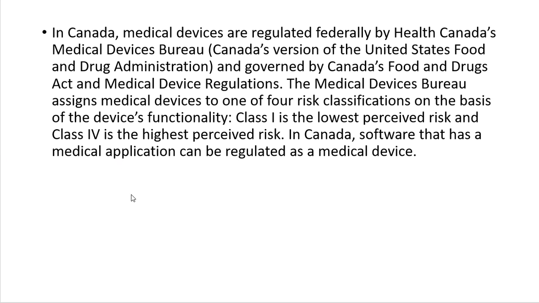In Canada, medical devices include medical software and are regulated by Health Canada's MDB department, which is Canada's version of the FDA in the United States. This department classifies the risk levels for medical devices from Class 1 to Class 4. Class 1 has the lowest potential risk, and Class 4 has the highest potential risk that can happen with the device.